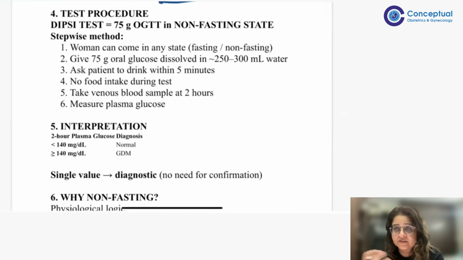It doesn't matter. In fact, DIPSI encourages doing it with the glucometer itself. We don't like to tell the patient to come and collect the report tomorrow. It encourages point of care testing. Test right there, and the report will come instantaneously. Tell the report to the patient.